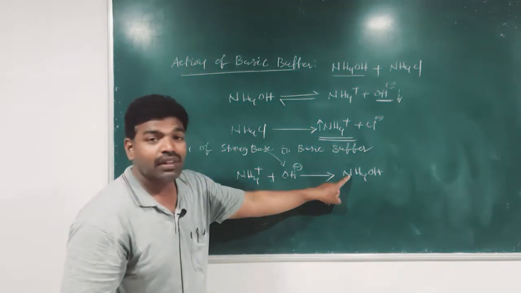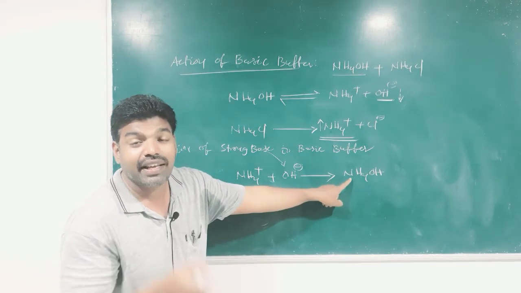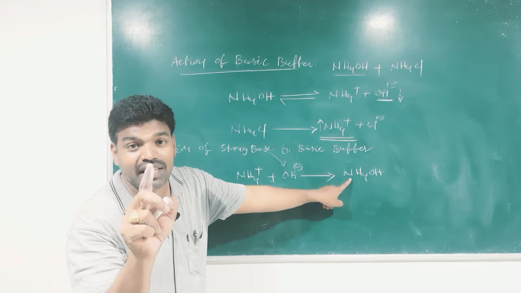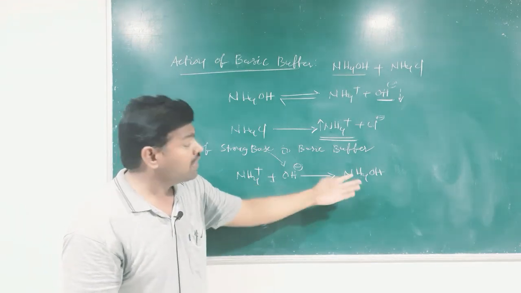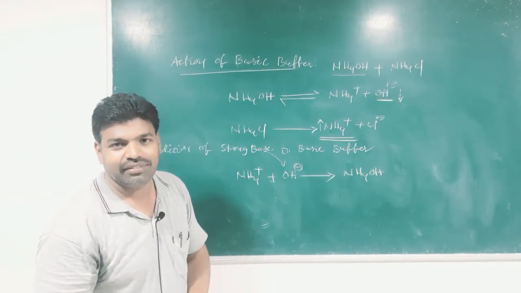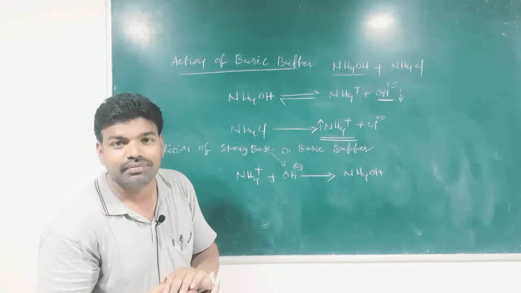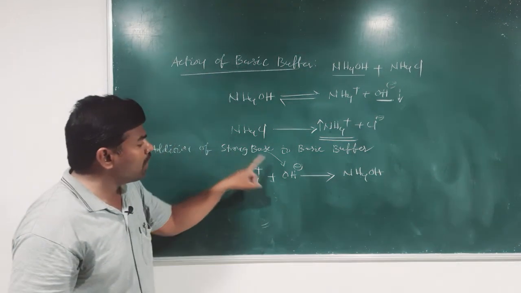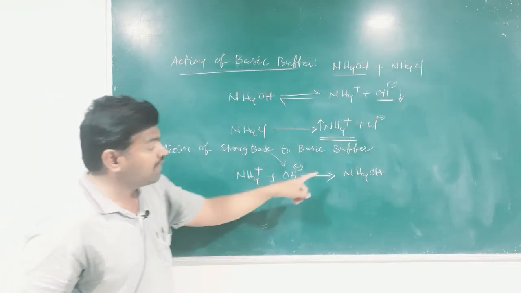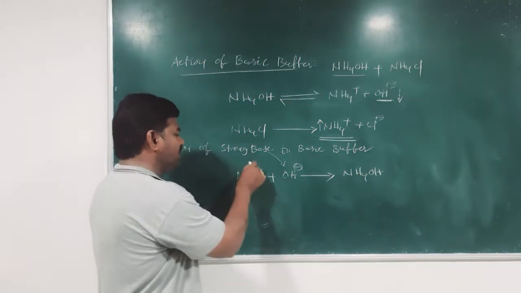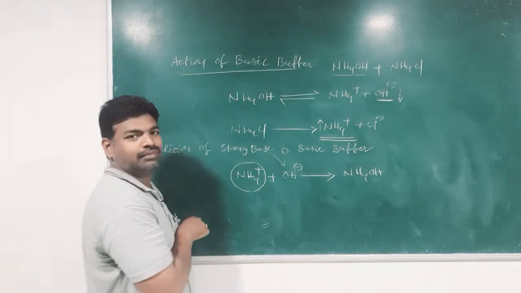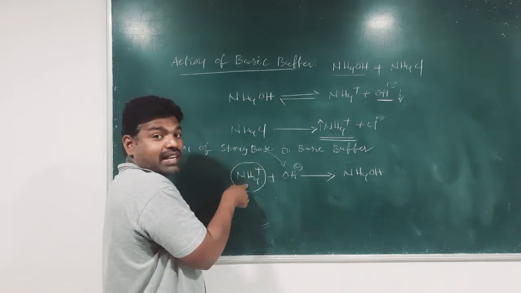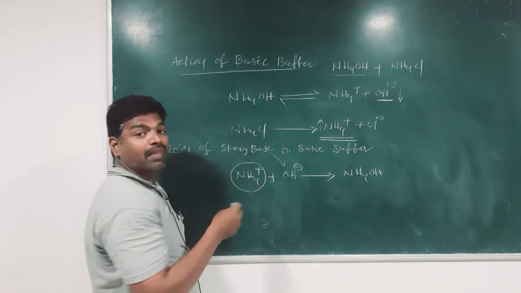So formation of weakly ionized ammonium hydroxide does not alter the pH effectively. That means we could not observe a drastic pH change, because there is a formation of weakly ionized ammonium hydroxide that does not undergo complete ionization. So the pH does not increase. Addition of a strong base to basic buffer forms weakly ionized ammonium hydroxide. The OH minus ions combine with NH4 plus ions provided by the complete ionization of the salt, ammonium chloride.